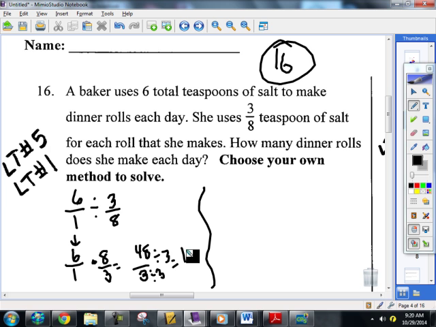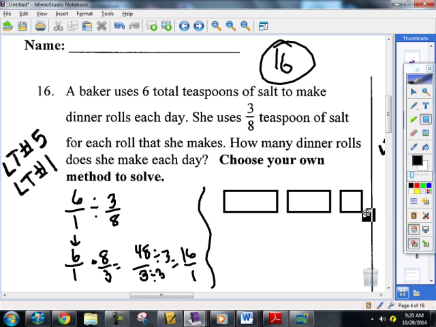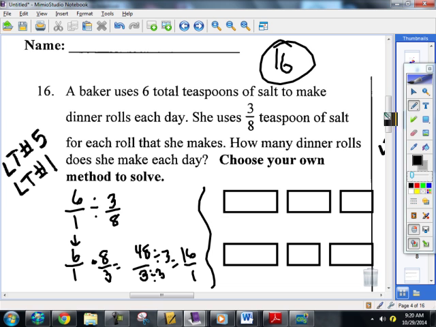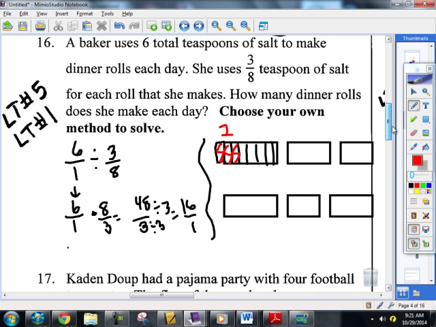And I get 16/1. If you modeled it, it would probably look something like this, where you went 1, 2, 3, 4, 5, and 6. These should be cut into 8ths. I think you guys would know how to do it. If you cut them all into 8ths, then you would go 1, 2, 3. That represents a group. And you'd have 16 of those 3/8 groups. Okay? So I'm not going to finish it because I think you guys got it.